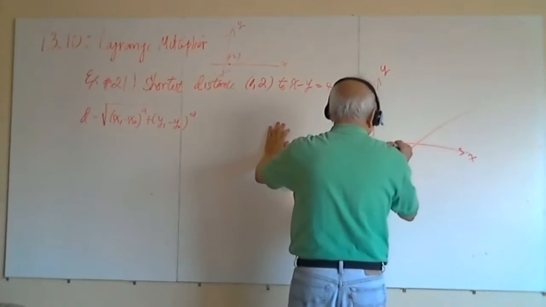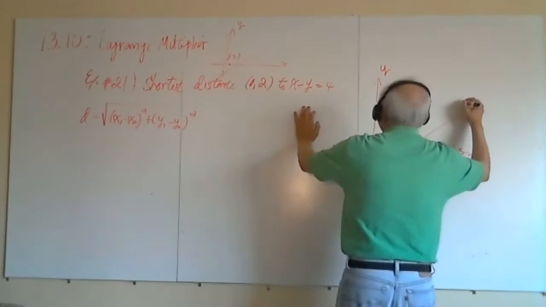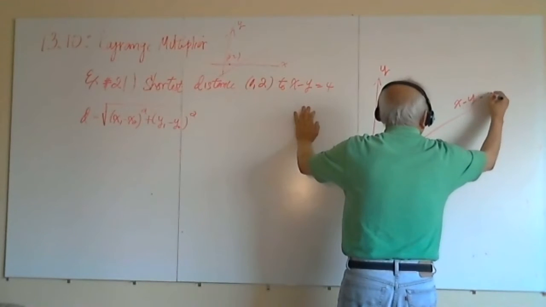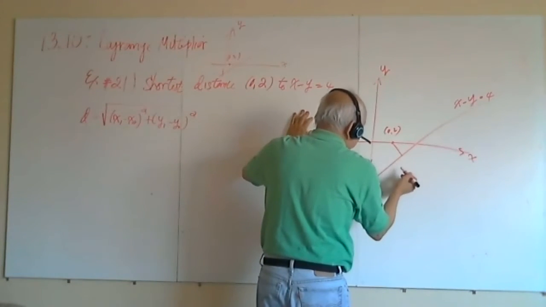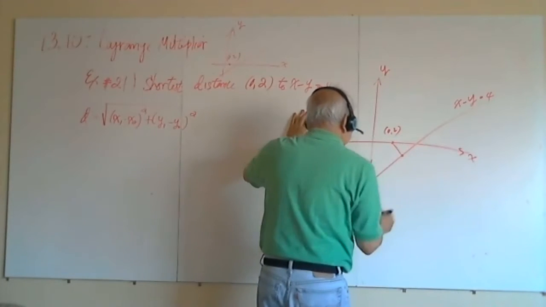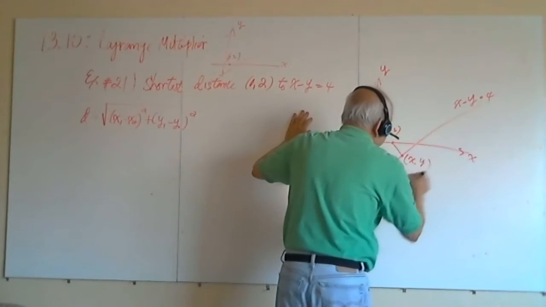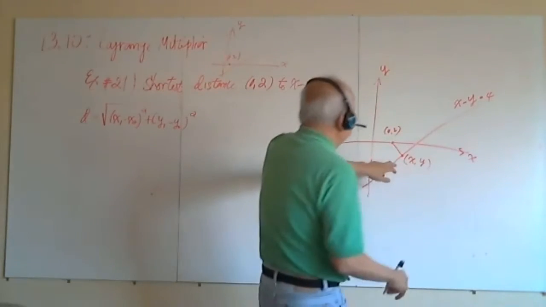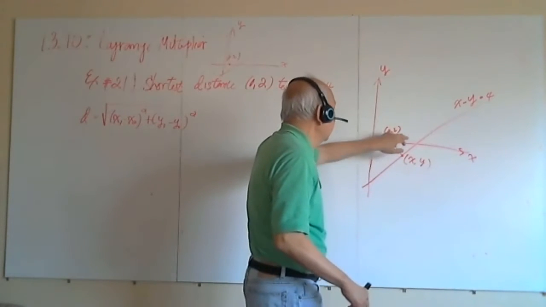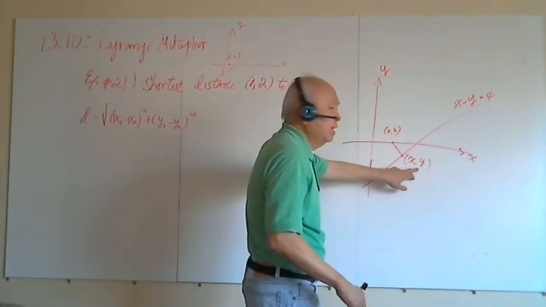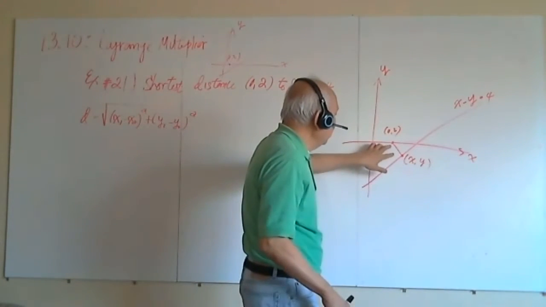So this one is (0, 2) here, and this one is x minus y equal to 4. I don't know where the closest point is, maybe here. But for the time being, can we just say that the coordinate of the shortest distance on this line is (x, y)? Right? Knowing this, I can easily find the distance.